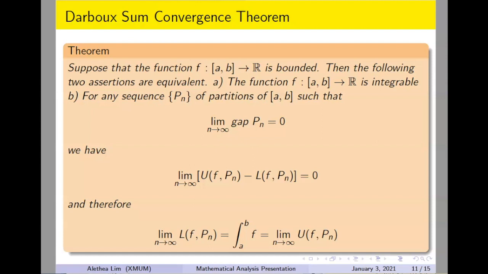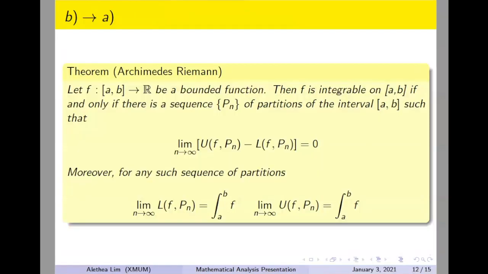Part B suggests that any sequence P sub n with limit as n to infinity of gap Pn equal to 0 is an Archimedean sequence of partitions. We will now need to use the Archimedes-Riemann theorem, which says: let f from closed interval ab to R be a bounded function. Then f is integrable on closed interval ab if and only if there is a sequence P sub n of partitions of the interval ab such that the limit as n to infinity of U(f,Pn) minus L(f,Pn) is equal to 0. Moreover, for any such sequence of partitions, we get that the limit as n goes to infinity of L(f,Pn) is equal to the integral from a to b of f, and the limit as n to infinity of U(f,Pn) is equal to the integral from a to b of f as well.